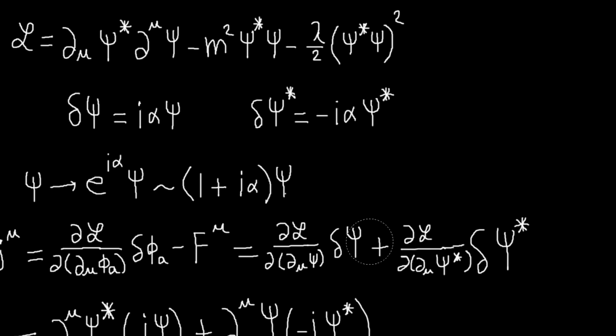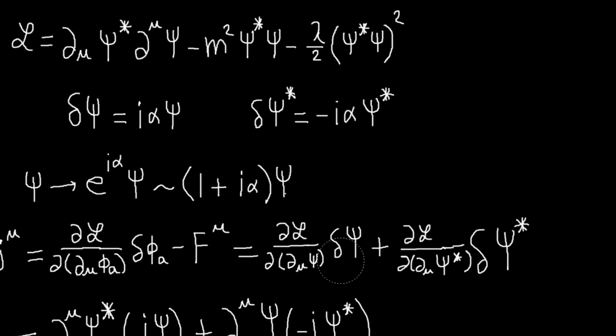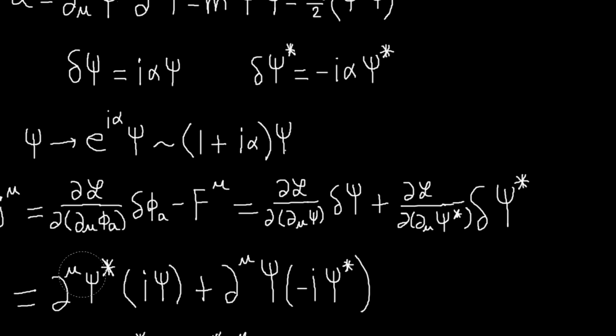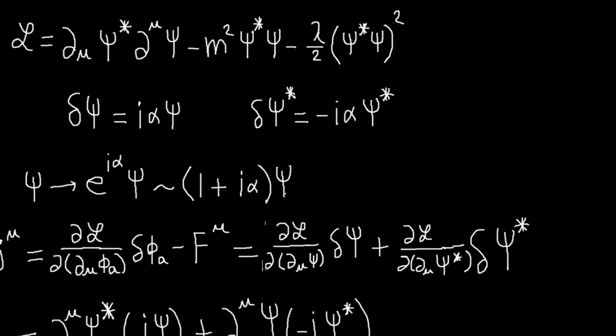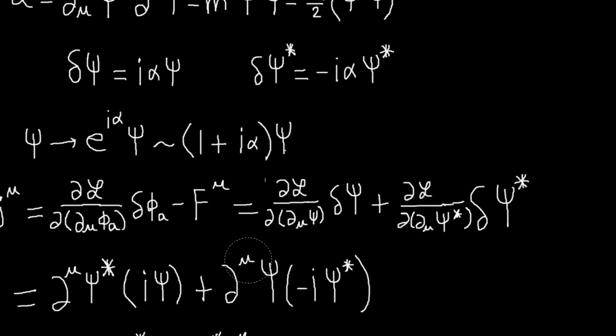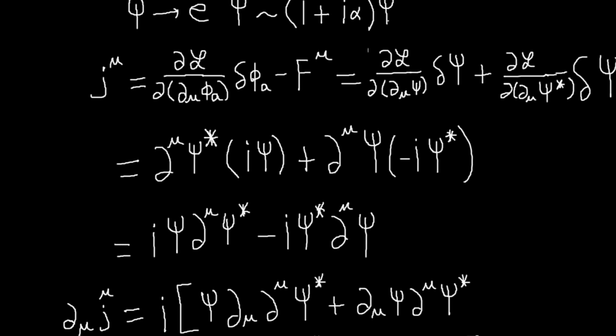And these are easy to calculate. So dL/d(d_mu psi): again, these are independent fields. So if I do d_mu psi, I will just get a d upper mu psi star. And then delta psi is, again, we leave off the infinitesimal parameter when we write it in here. So delta psi is just i psi. And then similarly, dL/d(d_mu psi star) will just be d_mu psi. And delta psi star is minus i psi star. So this is our current.